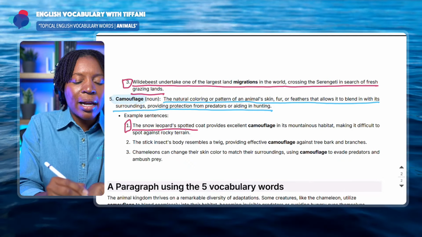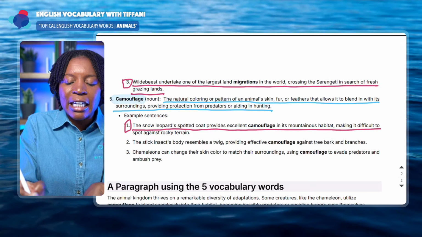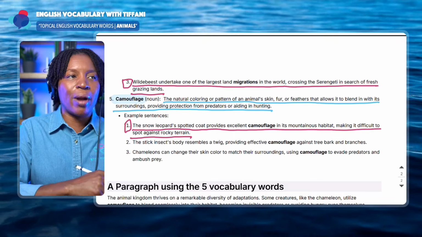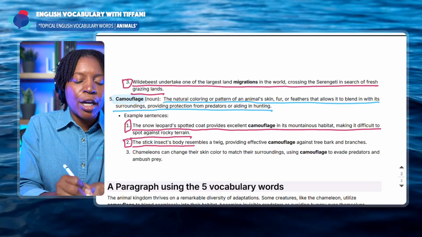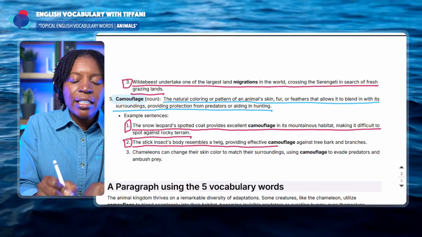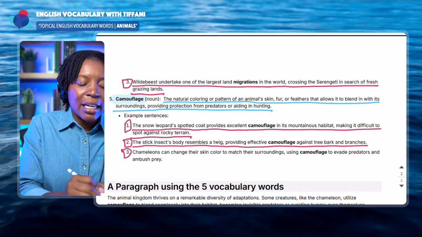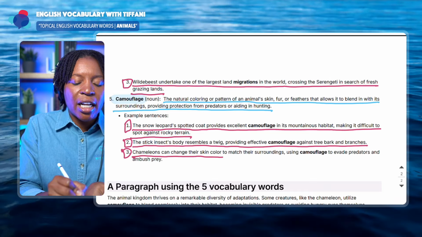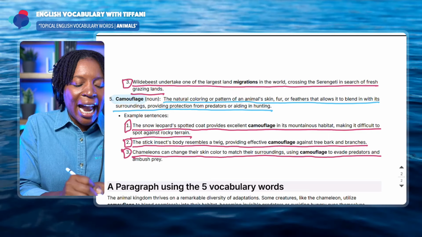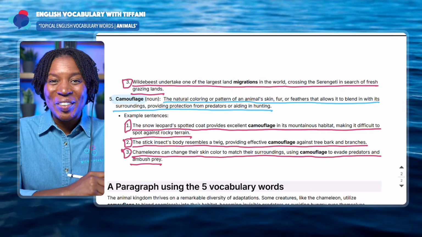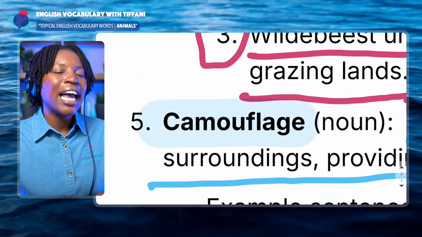The snow leopard's spotted coat provides excellent camouflage in its mountainous habitat, making it difficult to spot against rocky terrain. Next, number 2, the stick insect's body resembles a twig, providing effective camouflage against tree bark and branches. And finally, chameleons can change their skin color to match their surroundings, using camouflage to evade predators and ambush prey. You got it? Excellent. All right, so again, number 5, our 5th word after me, camouflage.